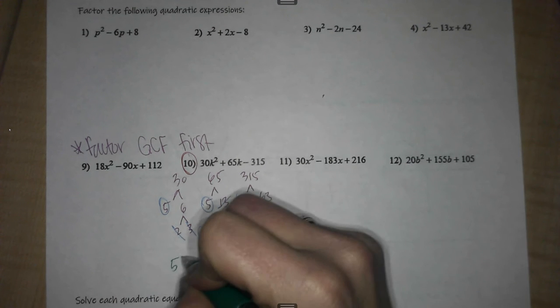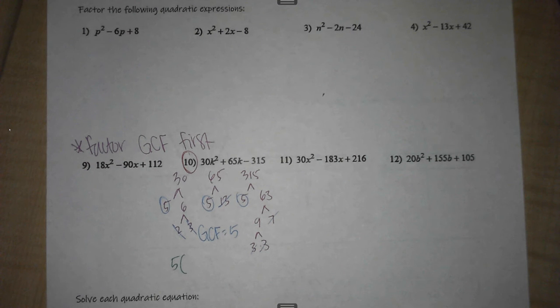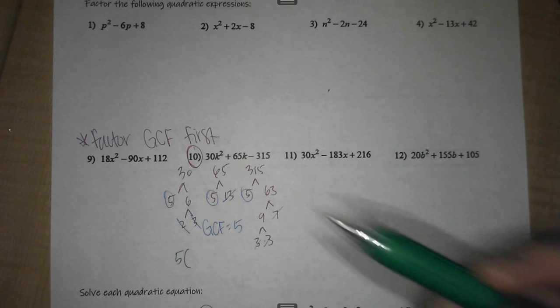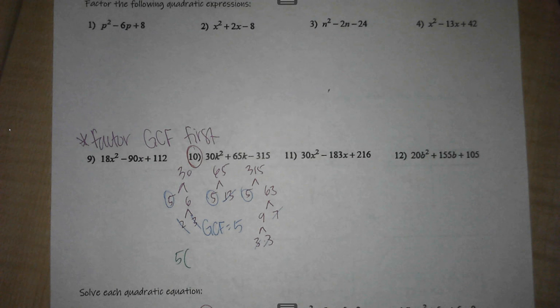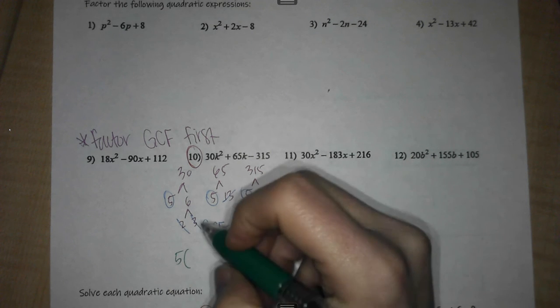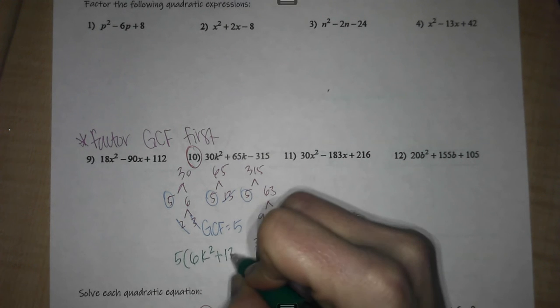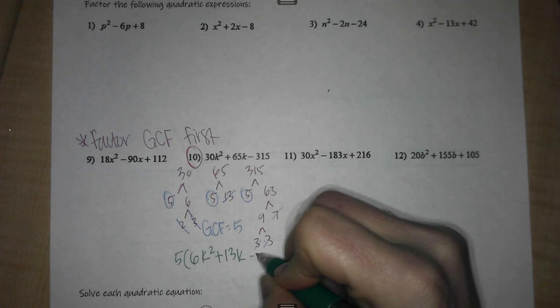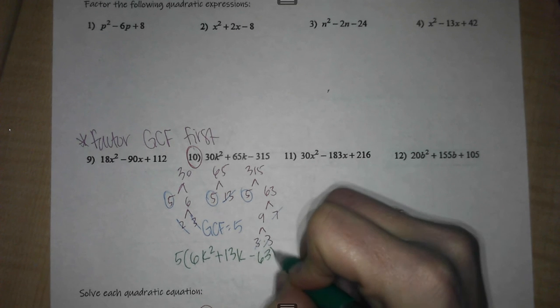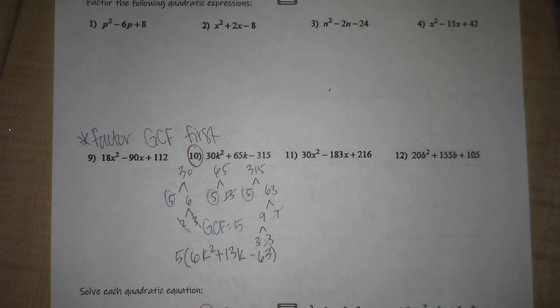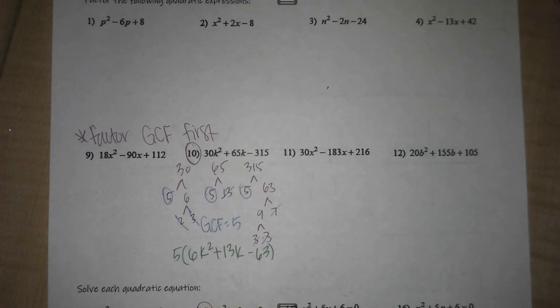So I'm going to factor 5 out first. And there is not enough room. So remember, we are looking at what's left over after we take that 5 out, meaning after we divide that 5 out. So when I take 5 out of 30, we're left with 6k squared plus 13k minus 63. Okay, factor completely. So I've got to keep going until I get to my factors.